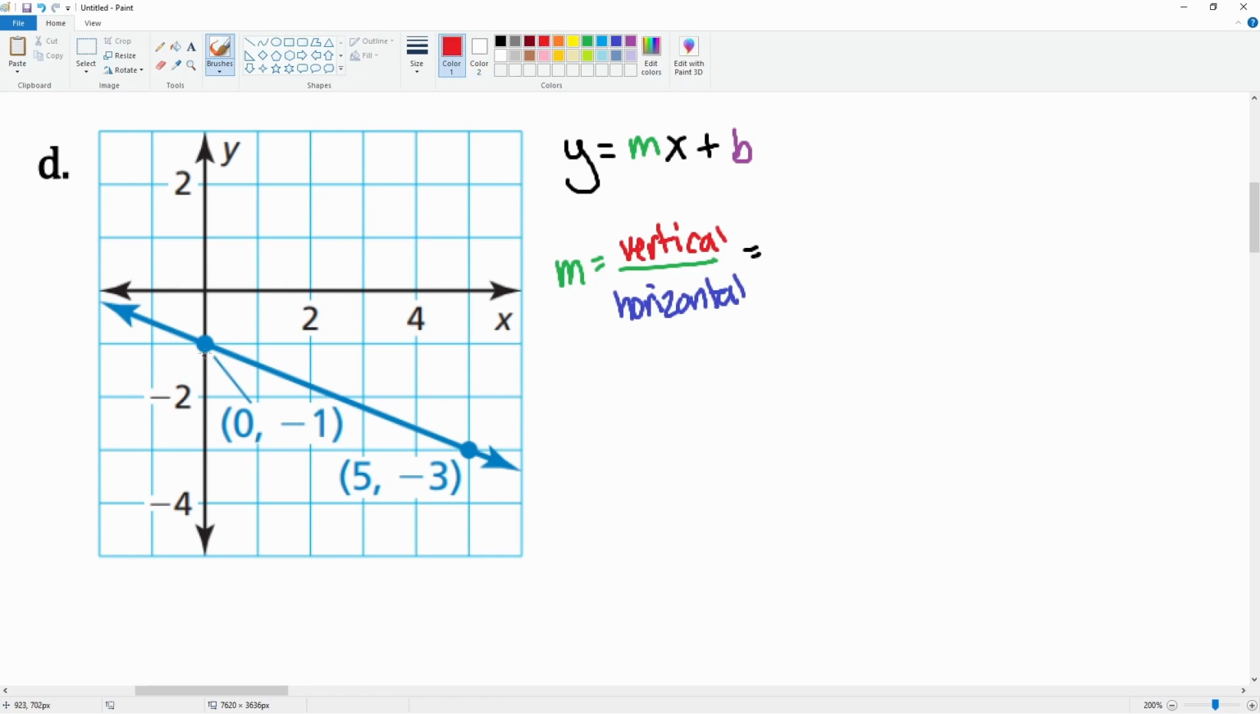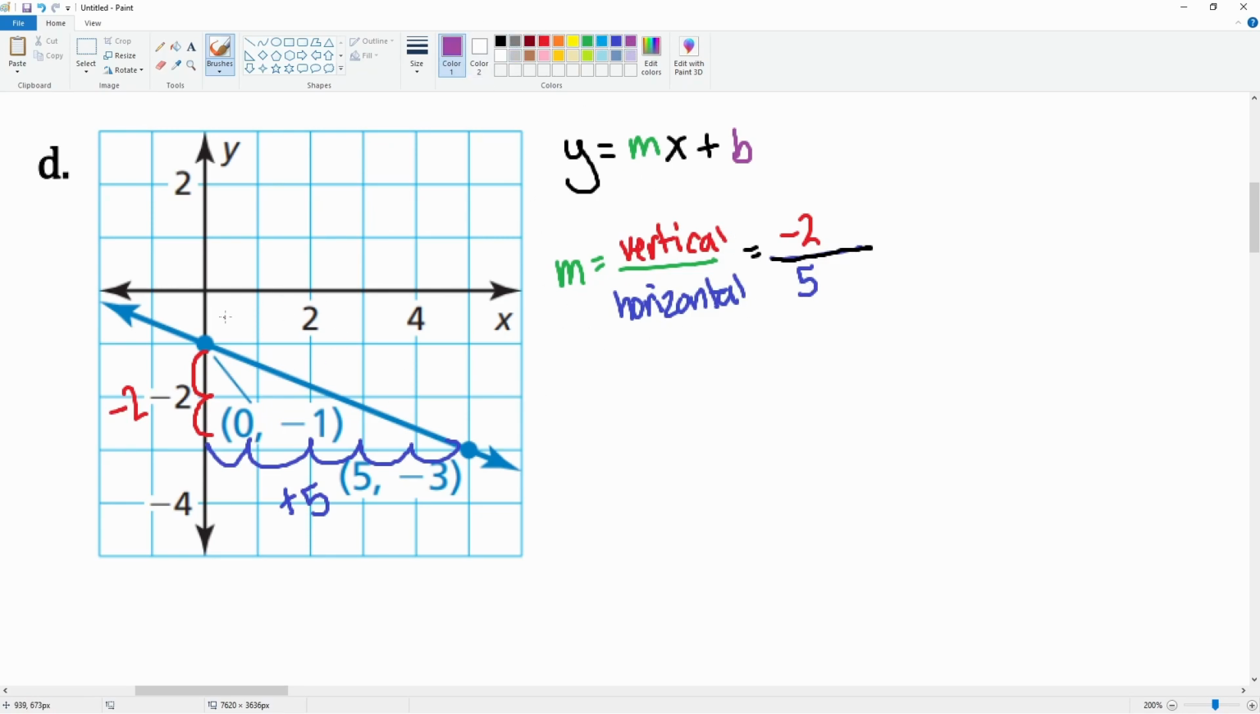All right, so let's calculate that. Here it's going vertically, it's going 1, 2, it's minus 2. And then let's see how much it goes in the horizontal. 1, 2, 3, 4, 5, plus 5. So here we can write the vertical is negative 2, the horizontal, which was 5, and that is going to be our slope.